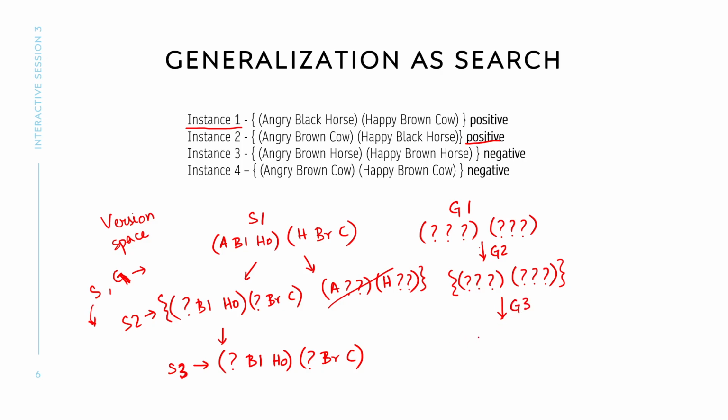So for G3, what I need to do is, so what do I have here? So this brown horse, and brown horse is creating problems, I think. So anyway, all of these are creating problems, so I need to get some generalization which works for the previous positive examples, and it should also be more general than this, by the way. So it should be more general than S3, right? So it's a difficult choice here.